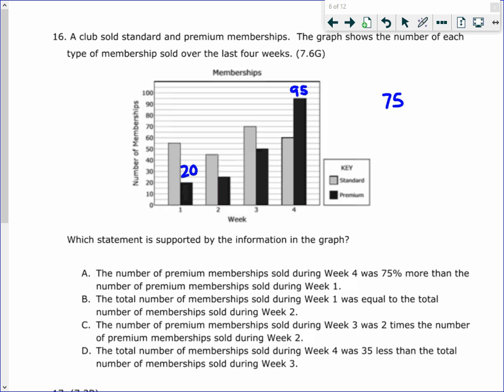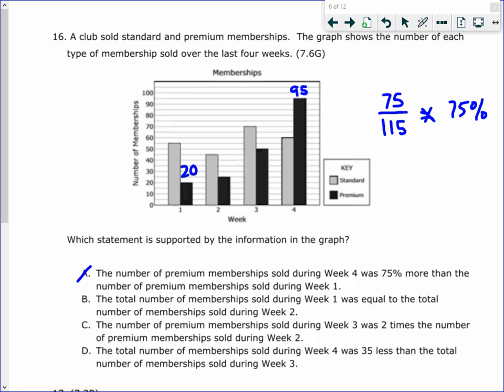The total is, it looks like 115 students out of those. So 75% more would not make sense in this case because it would need to be out of 100 students, and it's more than 100. So remember, our part here is the change, how much it changes, and then our total would be however many students were premium on week 1 and week 4. So in this case, it'd be 115, which does not equal 75%. So we know it's not A.